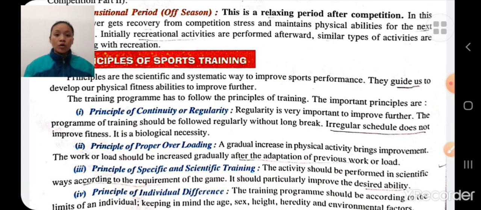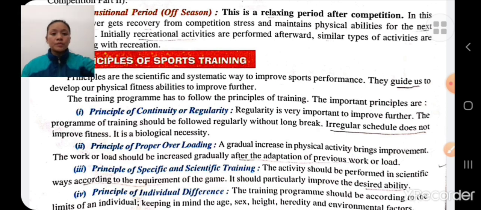If we take a long break in between the training, our performance cannot be improved. Therefore, the training should be regular. Principle of proper overloading. We should follow the principle of proper overloading. We should increase the load only after the adaptation to the previous load.